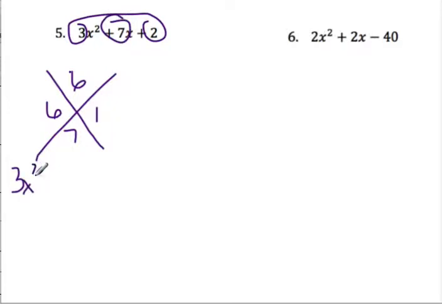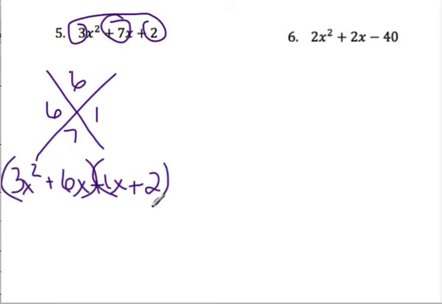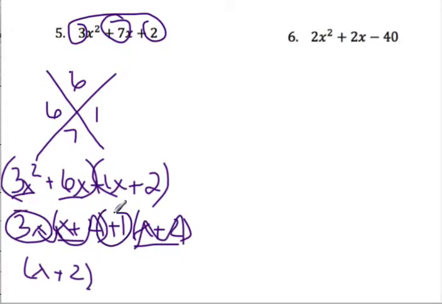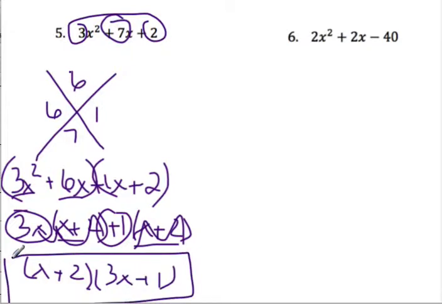So I get 3x squared plus 6x plus 1x plus 2. Okay, so now I need to factor by grouping. Between 3 and 6, I can take out a 3 and an x. So then I'm dividing each of those terms by 3x. So then I get x plus 2. Out of the second group, I can take out a 1, and then I get x plus 2. So I'm going to take out the x plus 2 because those are my leftovers that are matching. And then I'm going to write what's left in the second parenthesis. So that's your final answer for number 5.